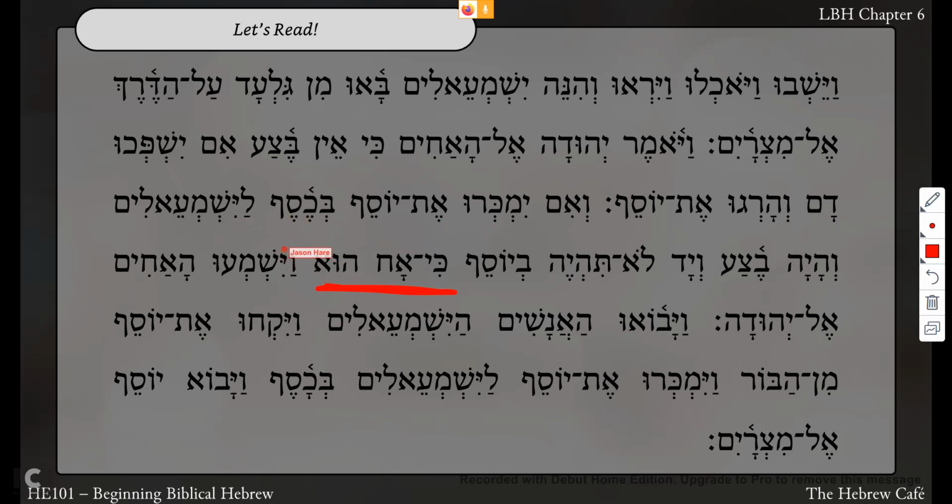Vayishme'u ha'achim el Yehuda. The brothers listened to Judah. Okay, so they didn't kill him, they listened to Judah. Go ahead from there, Ward, if you don't mind.